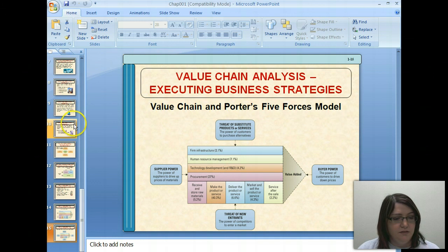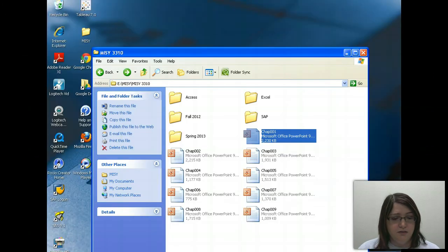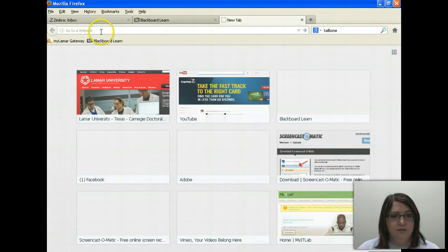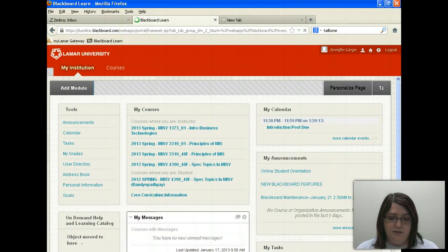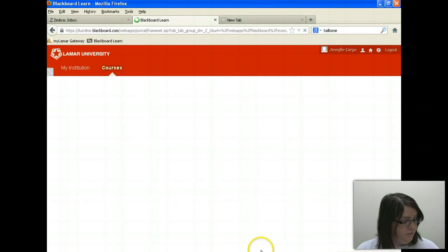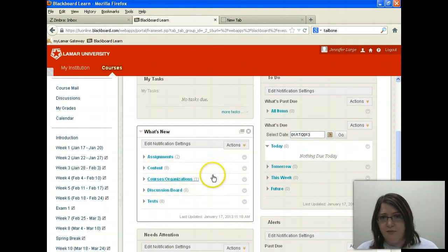So just ask questions in the discussion board if you need. There are discussions for each chapter. And then be sure to complete assignment 1 and 2 for the chapter 1. This is the only chapter that has 2 assignments. Just, don't put them off because it is, I think, 50% of your grade.